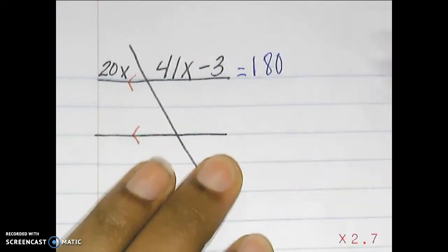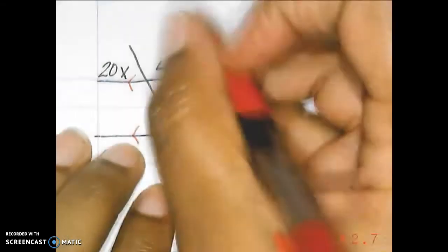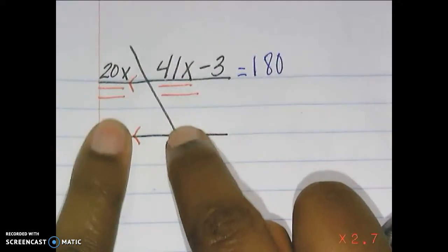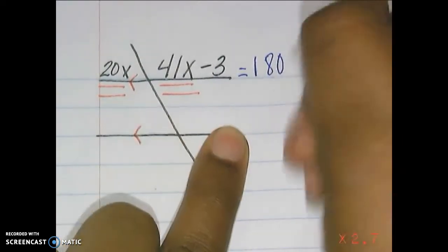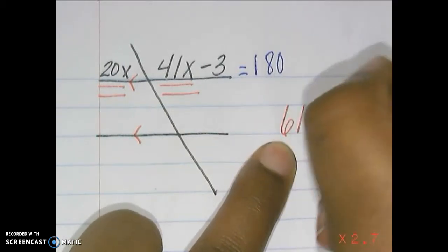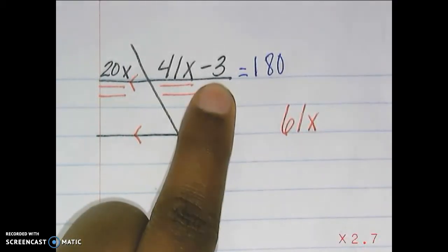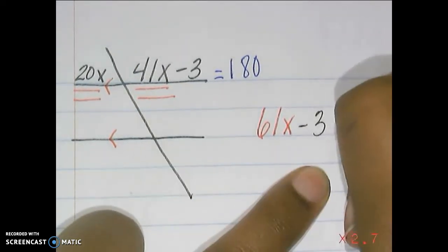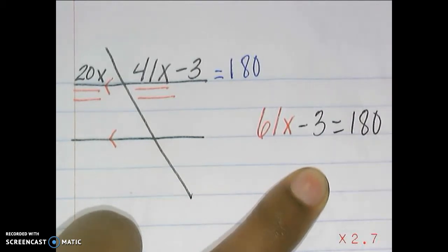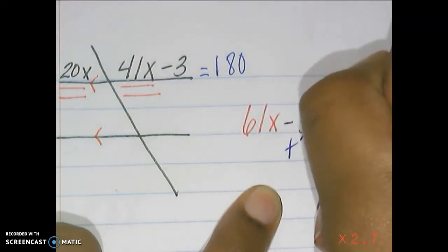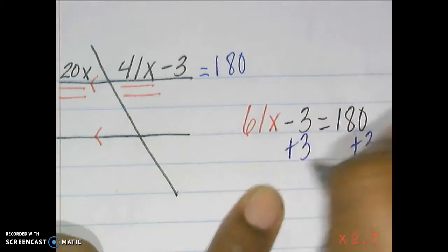So my equation, like I did before, I'm going to add 41x and 20x because that's my only two like terms. So here we go. 20 and 41 is going to be 61x, and I don't have anything to go with the 3, so I just bring it along, and together it all equals 180. Then my two steps to simplify would be to add 3, and what you do to one side you got to do to the other.